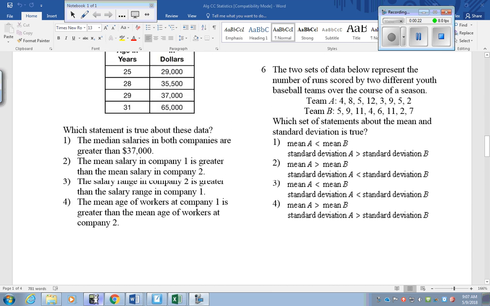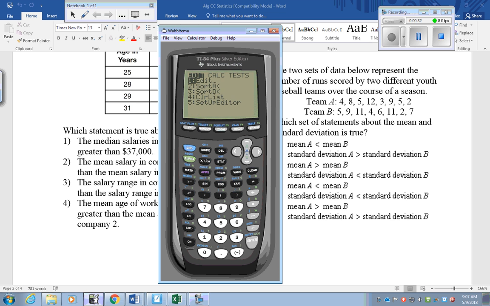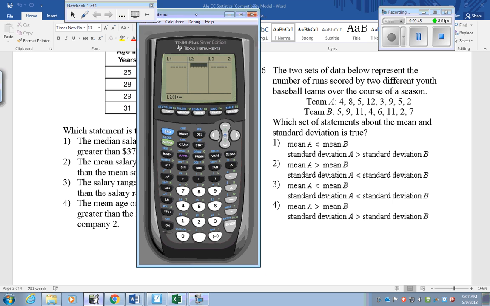But what we're going to do right now is take one of the examples. We're going to take question 6, which is on the back of the front page, and I'm going to put in one of the sets of numbers. So now I have a set of numbers in here from a different video, and what you want to do is hit clear and enter when you highlight L1 and L2. That way you can clear out all the numbers at once. Now I'm going to put in team A, so I'm just going to put those numbers in.